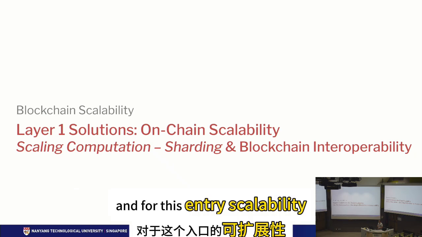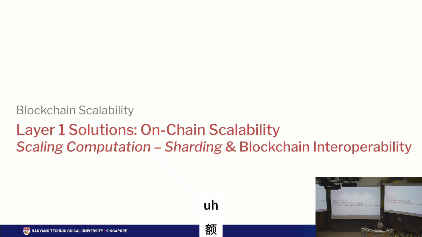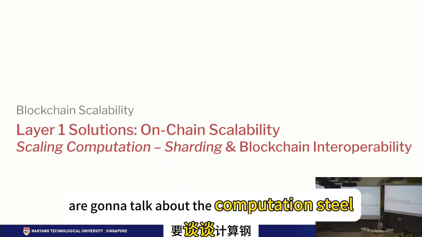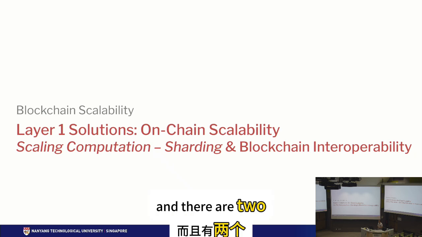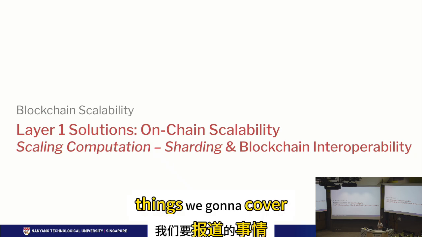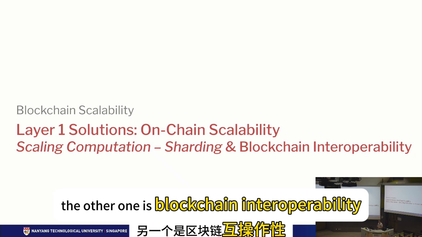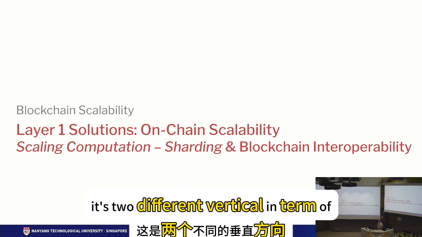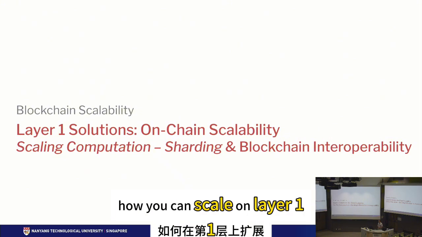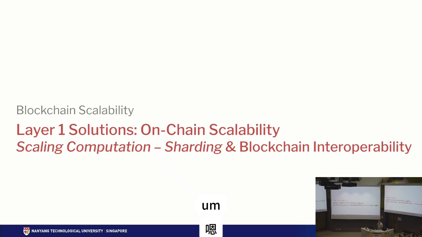And for this on-chain scalability, for today's session, we're only going to talk about the computation scale. And there are two things we're going to cover. One is transaction and data sharding. The other one is blockchain interoperability. It's two different verticals in terms of how you can scale on layer one.